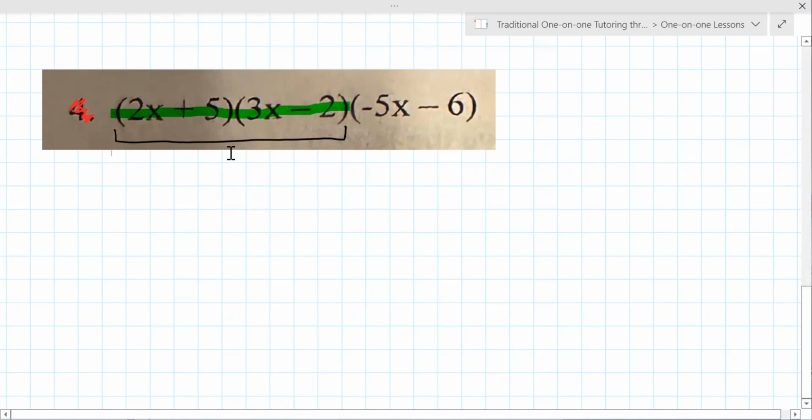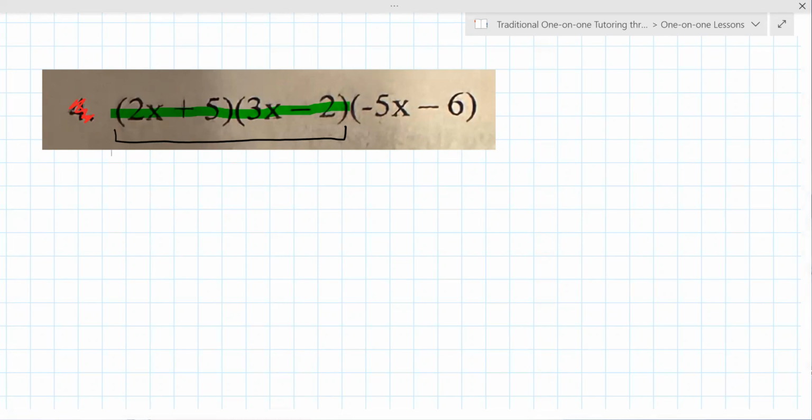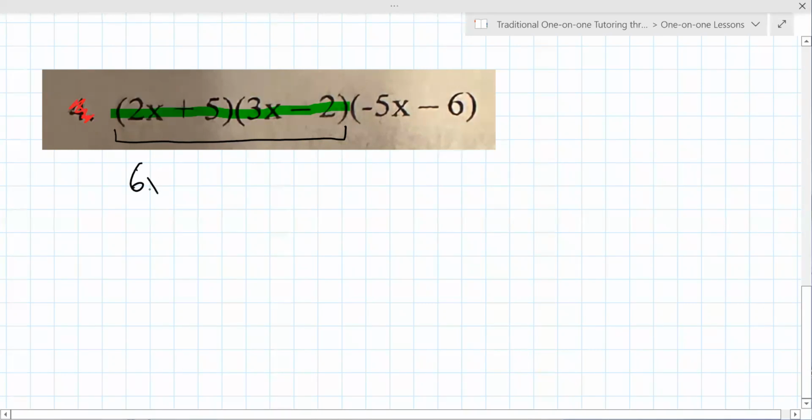So the last one. I'd like you to FOIL this or multiply this for me, please. Okay. And let me know your final answer whenever you got it. Okay. 3x minus 2, negative 5x minus 6. 6x squared minus 4x plus 15x minus 10. 6x squared plus 11x minus 10.